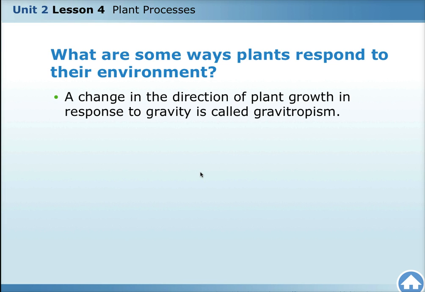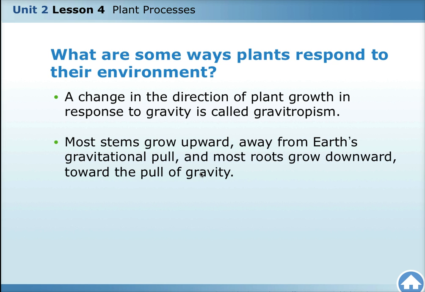A change in the direction of plant growth in response to gravity is called gravitropism. Most stems grow upward, away from Earth's gravitational pull, and most roots grow downward, towards the pull of gravity.